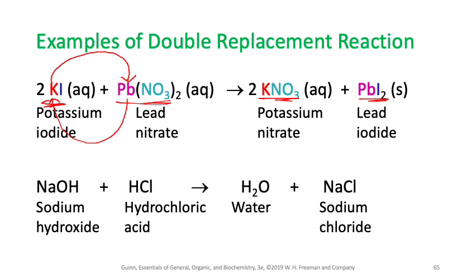Similarly, in the second example, sodium hydroxide reacts with hydrochloric acid to give you water and NaCl. What's happening in here, sodium is going to replace hydrogen, hydrogen is going to replace sodium. That's why you're going to make water and NaCl. So this is also an example of a double displacement reaction.